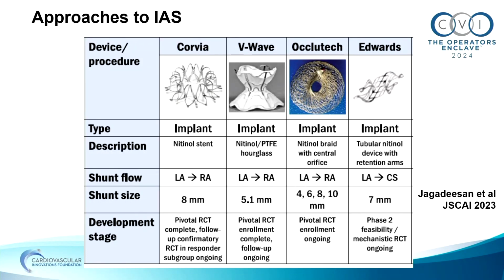So let's think about that in terms of the types of implants and the different approaches. This is from a review article last year by Sanjeev Shah and colleagues. Several of the approaches to intra-atrial shunting involve an implant into the atrial septum: the Corvia device, the V-Wave device, and Occlutech. The size of the shunt is all a little bit different. We don't really know if that's important or not. They all eventuate in left atrial to right atrial flow.